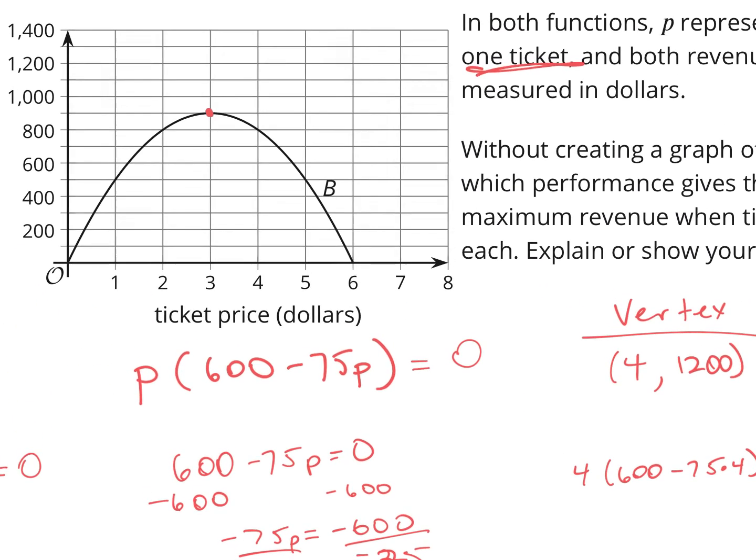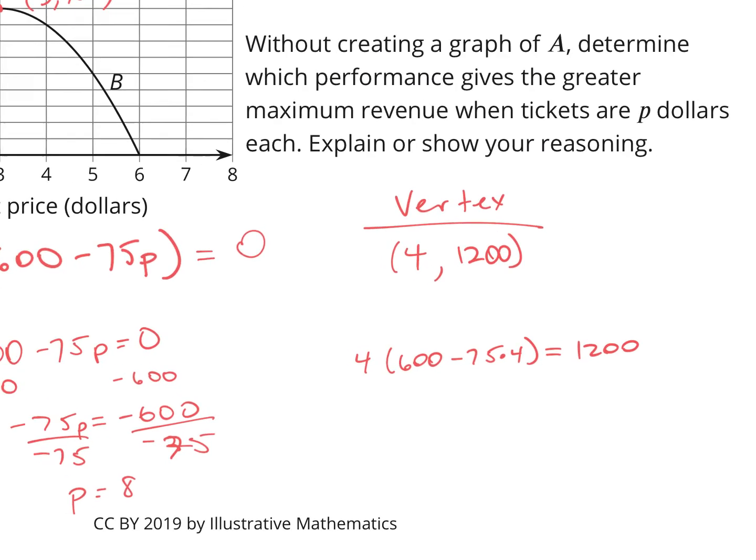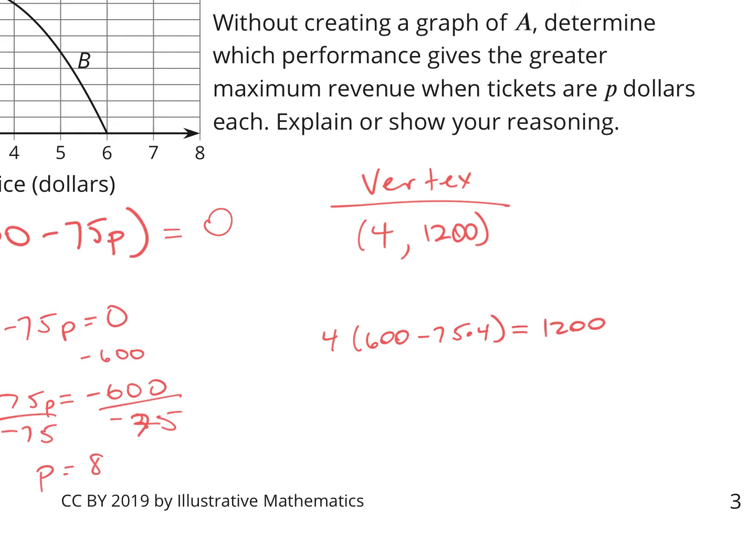Now function B, when I looked at the vertex, I think I said 800 before, but it's actually 900. So the vertex is 900 for function B. For function A, the vertex was 1200. I know $1,200 is greater than $900, so therefore function A, or performance A, is going to produce a higher revenue.